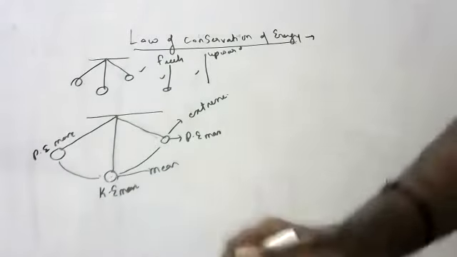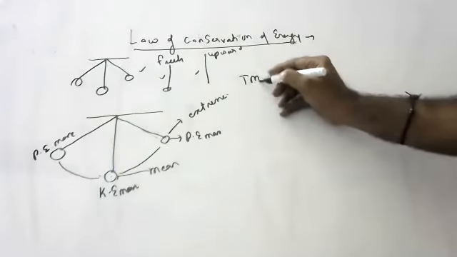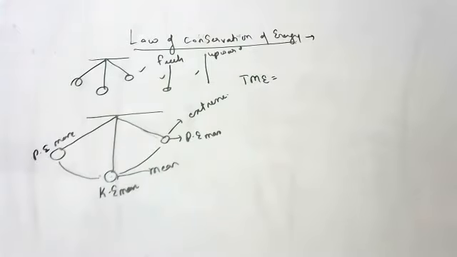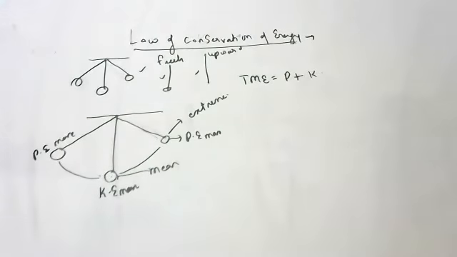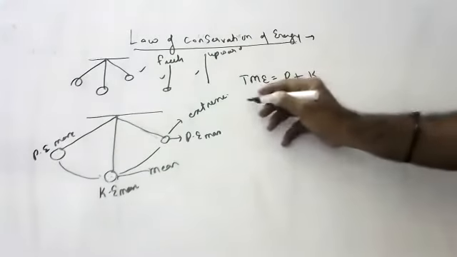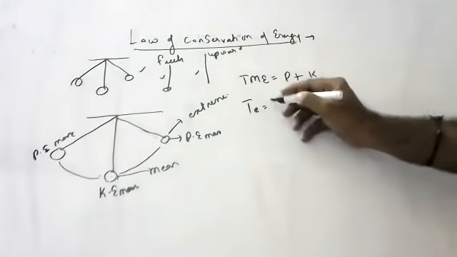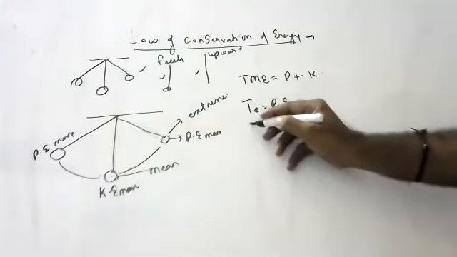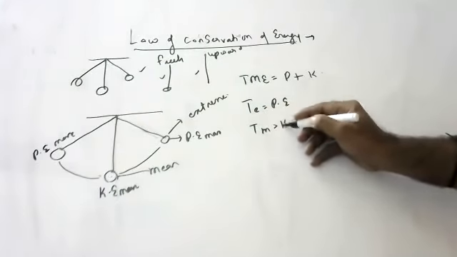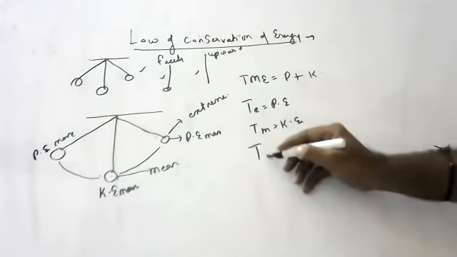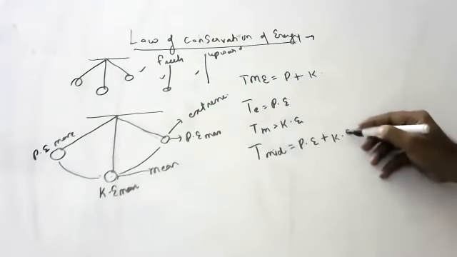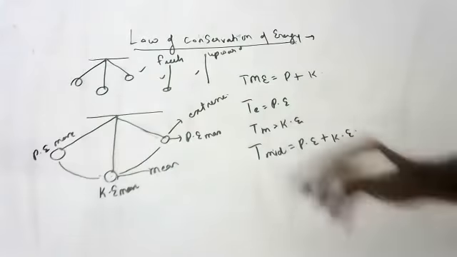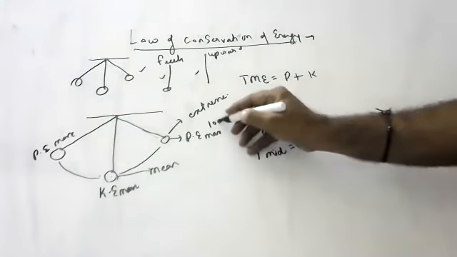But wherever you take, the total mechanical energy remains same. What is total mechanical energy? Potential energy plus kinetic energy is called total mechanical energy. At extreme positions, it will be full of potential energy. At mean position, it will be full of kinetic energy. And anywhere in the middle, it will be potential energy plus kinetic energy. So suppose, children, what I mean to say, suppose here 100 joules are there.